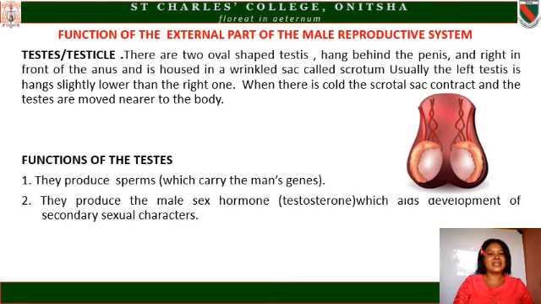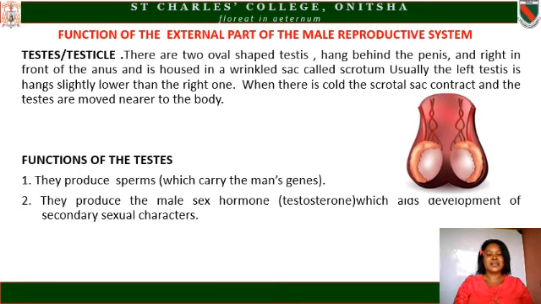Let's start with the testes, or a pair of testicles. I want you to look at this diagram and follow the explanation. There are two oval-shaped testes, hanging behind the penis and right in front of the anus, housed in a wrinkled sac called the scrotum. Usually, the left testis is found slightly lower than the right one. When it is cold, the scrotal sac contracts and the testes move nearer to the body.